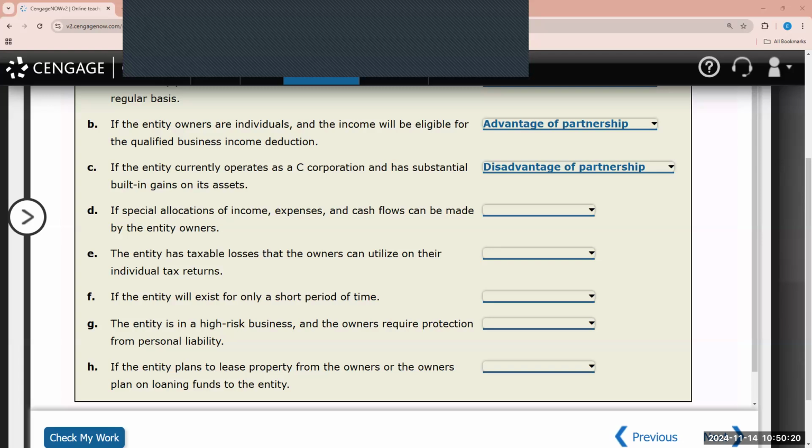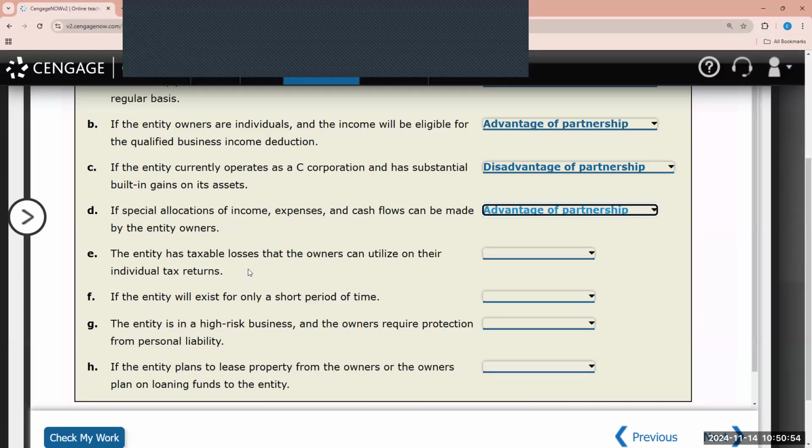In a case like this, converting to a partnership, the cost of liquidating the C corporation and then having to reform as a partnership could essentially be prohibitive, right? And then one of the challenges is that you would probably need to pay taxes on those built-in gains. So definitely something to think about. Next, we see if special allocations of income, expenses, and cash flows can be made by the entity owners. This would be an advantage of a partnership.